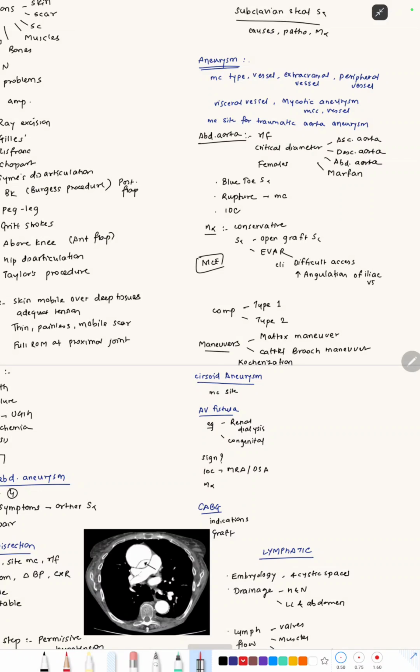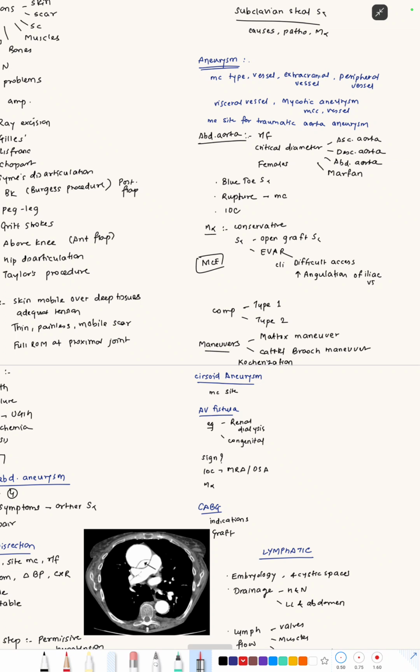Then the next topic is aneurysm. The most common type of aneurysm is the fusiform type. The most common vessel involved is the circle of Willis. The most common extracranial vessel involved is the infrarenal part of the abdominal aorta. The most common peripheral vessel is the popliteal vessel. The most common visceral vessel is the splenic artery.